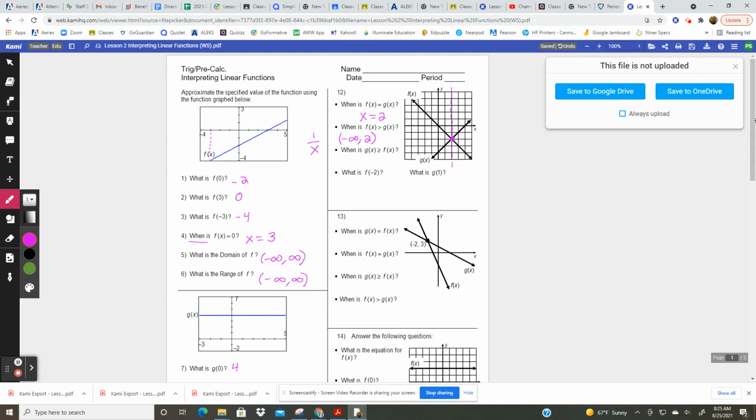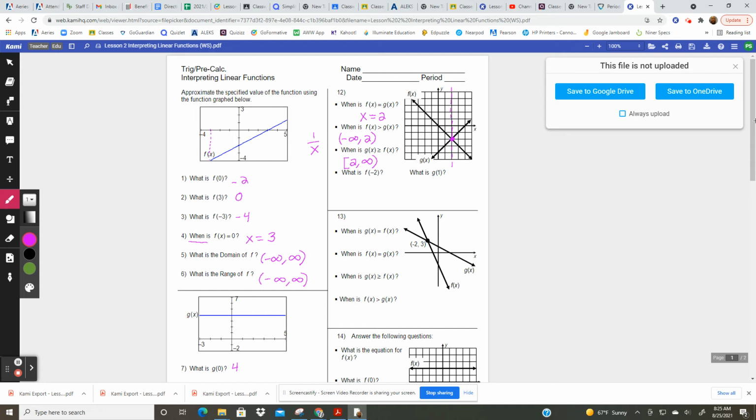Okay, and then when is g greater than f? Well, g goes above f to the right of 2. But we want equals to as well. So we're going to include 2, and then we're going to go to the right, which is to infinity. Okay? And now, remember, when you're writing these intervals, it's always least to greatest. You can't say 2 to negative infinity. You cannot do that. You have to write negative infinity to 2 because from left to right. From left to right. So that's why it's 2 to infinity. That's why it's negative infinity to 2.